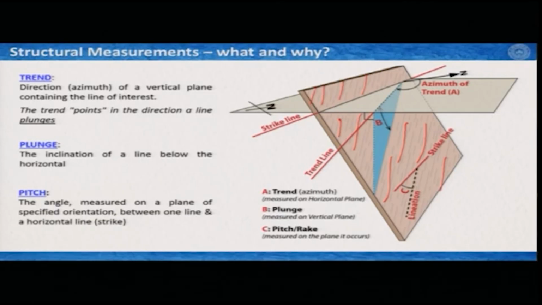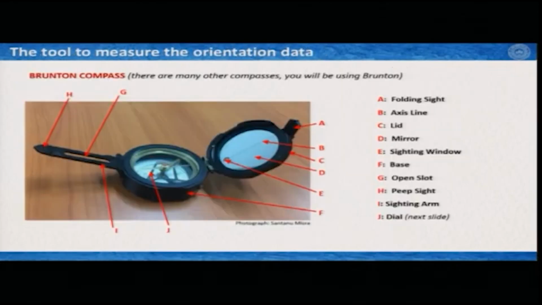Now, from this image we can also realize that trend is azimuth, that is, you measure it on the horizontal plane. Plunge is inclination that you measure on the vertical plane, and pitch or rake you measure on the inclined plane itself. We will learn more about it later.